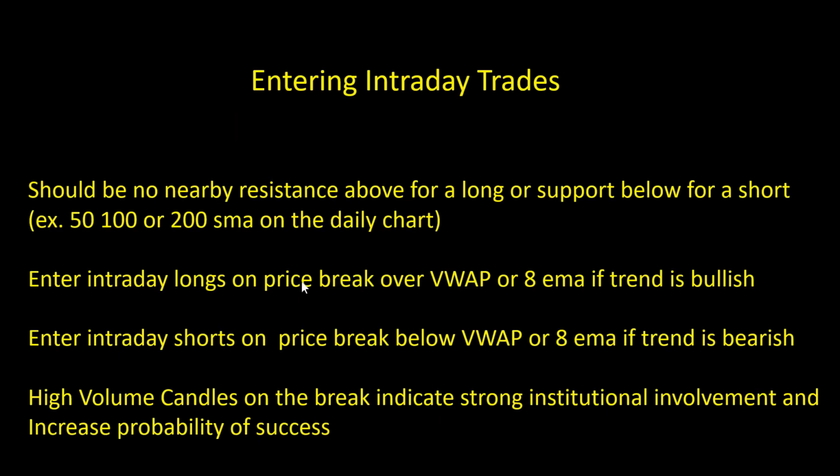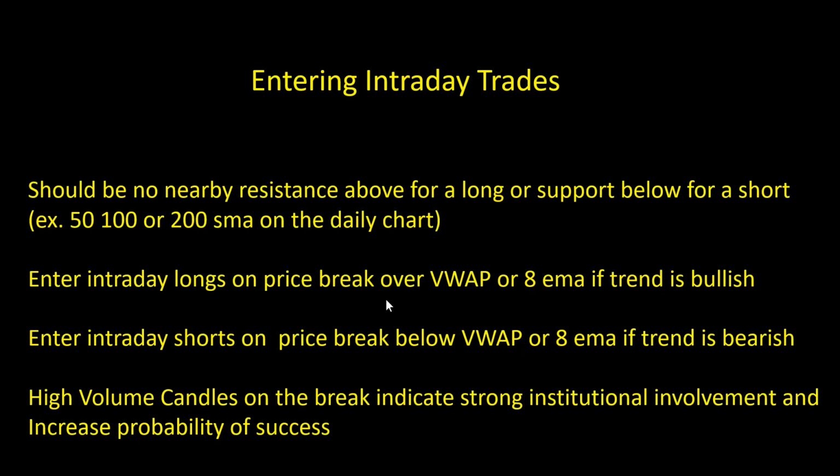For intraday longs, you enter on a price break over the VWAP or over the 8 EMA if the trend is bullish. That's where you would take it. Price breaks above the VWAP or the 8 exponential moving average if the trend is bullish, which means the 8 has to be above the 15. You're going to enter intraday shorts on a price break below the VWAP, or the 8 EMA if the trend is bearish. So again, the VWAP or the 8 EMA becomes your entrance for a short if the trend is bearish.